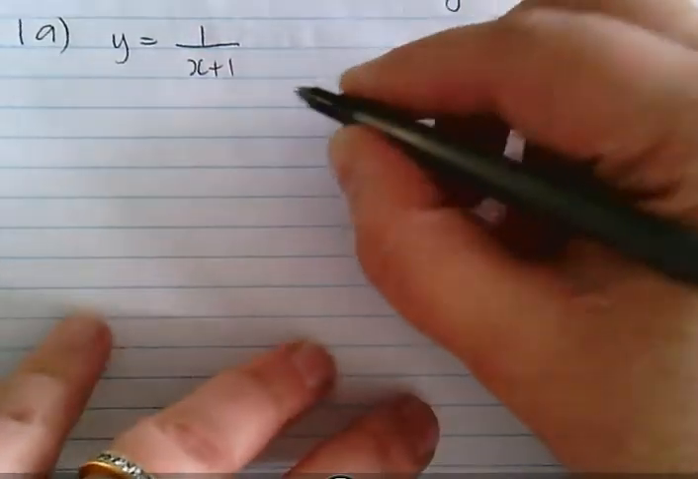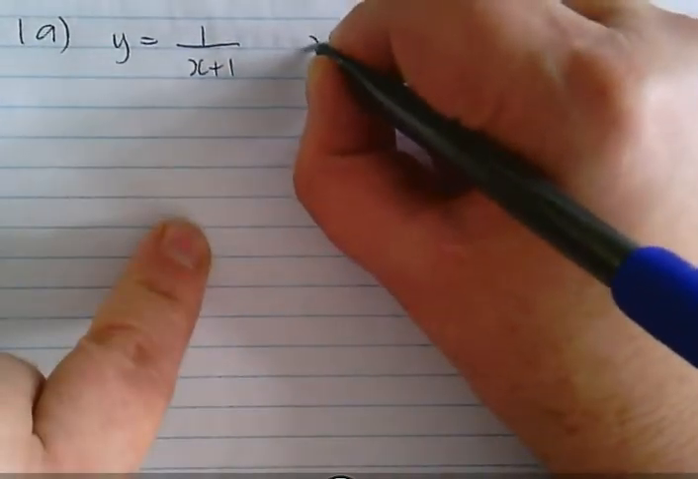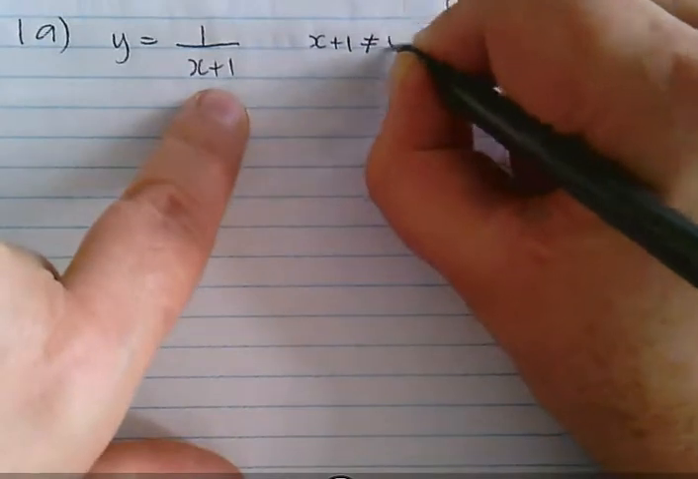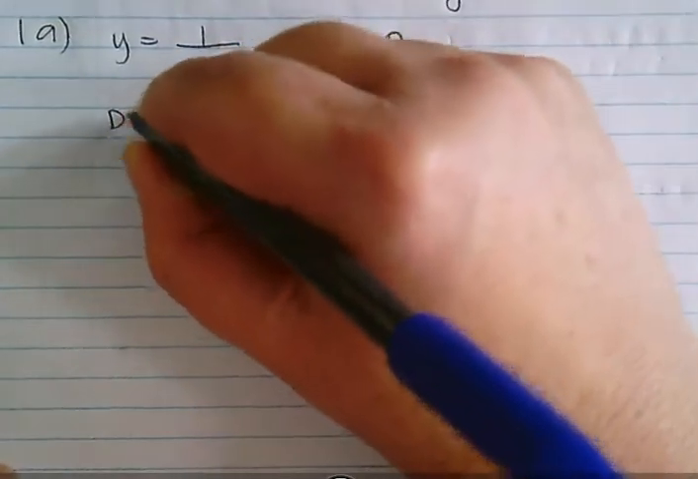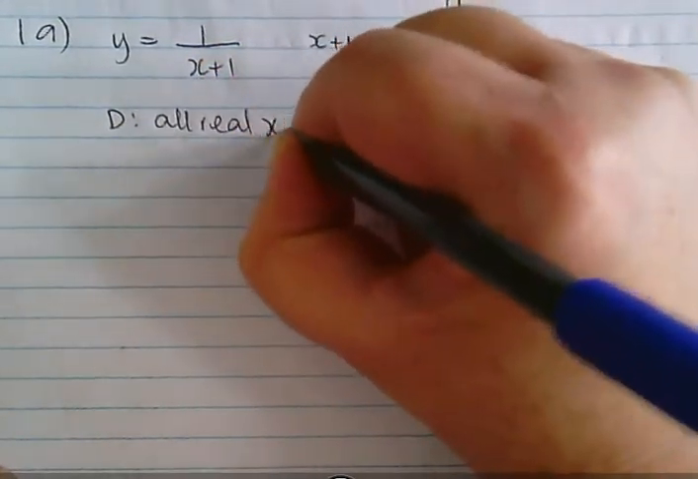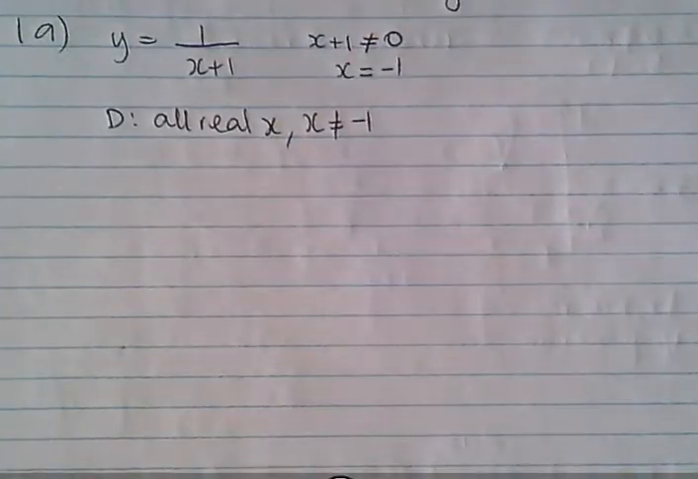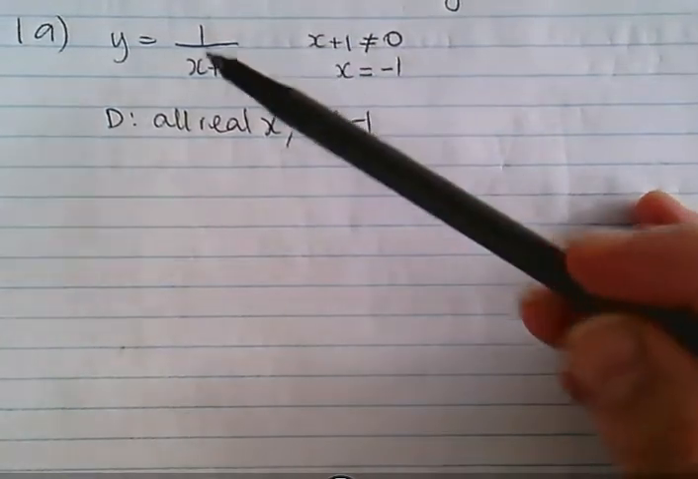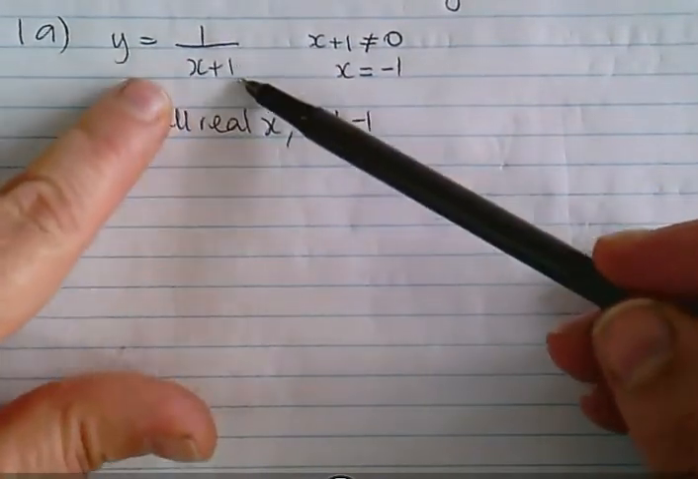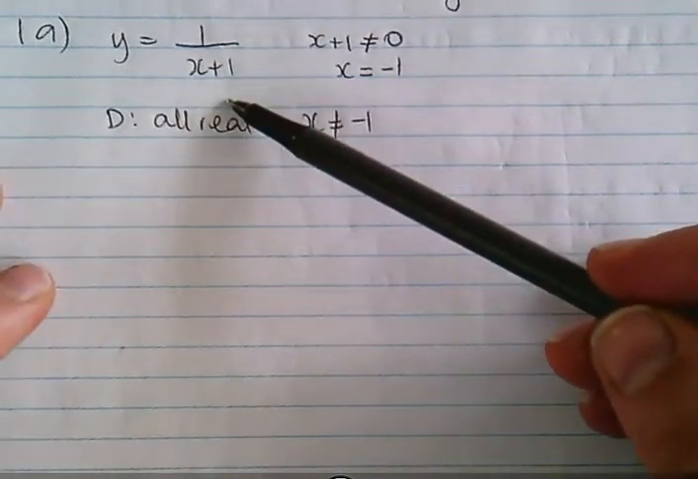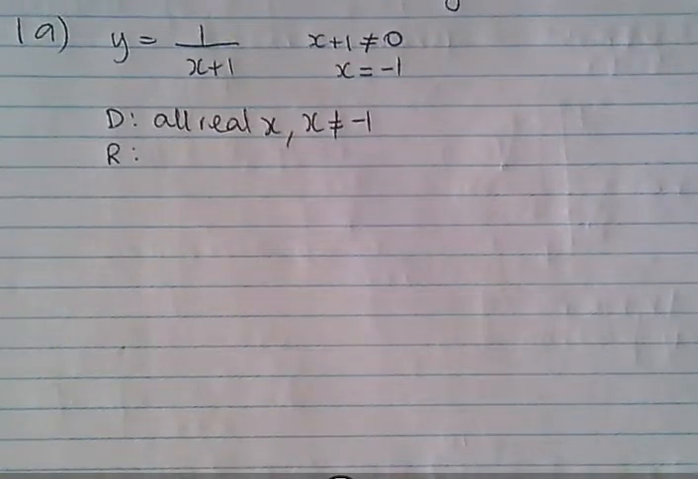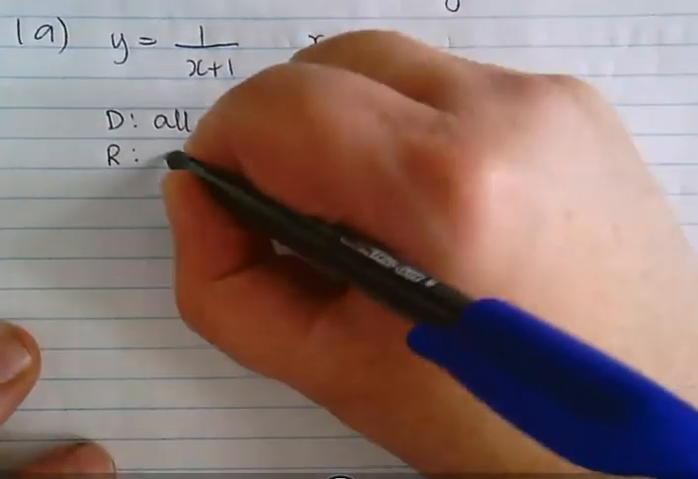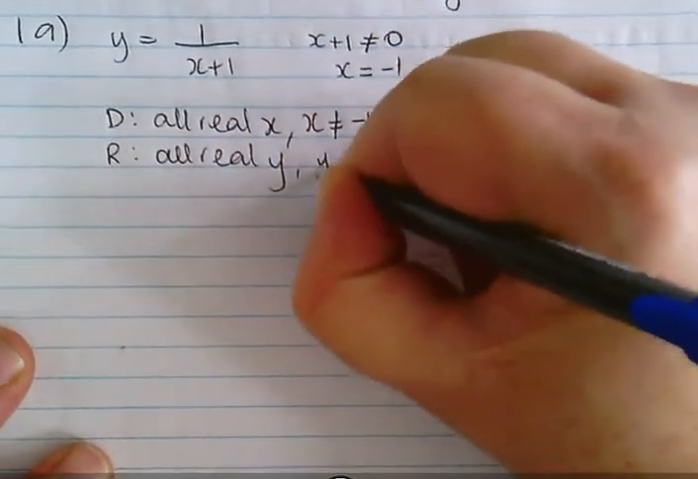So looking at question 1a, what can you tell me straight away? That x plus 1 can't equal 0. In other words, x cannot equal negative 1. So my domain is all real x, x is not equal to negative 1. Now, if x can't equal negative 1, the denominator can't be 0. So for the range of y values, you will never ever get 0. It's impossible. So that would be all real y, y can't equal 0.